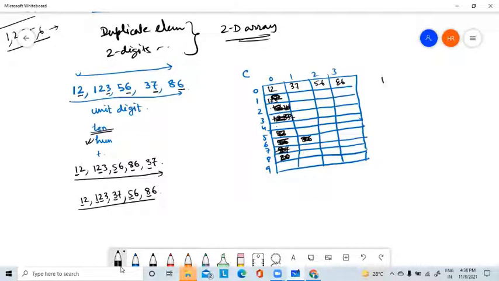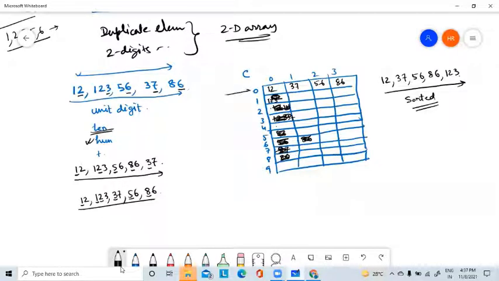Now if I collect them, I will get 12, 37, 56, 86, then 123. See, this is in sorted order. So in this algorithm, I have never compared two adjacent elements or any two elements. I am just checking the place value, and then I am putting it in its proper box.